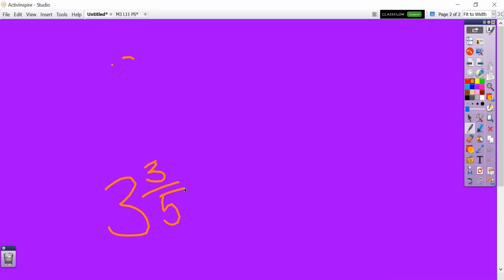Strange. 3 3/5 minus 2 1/2. Okay, so right now, there's a couple ways we can do this. We can take the wholes separate from the fractions, or we can do them all together. There's multiple ways. There are three different methods I can think of to solve. We can subtract the wholes and then deal with the fraction, or we can do them all together.